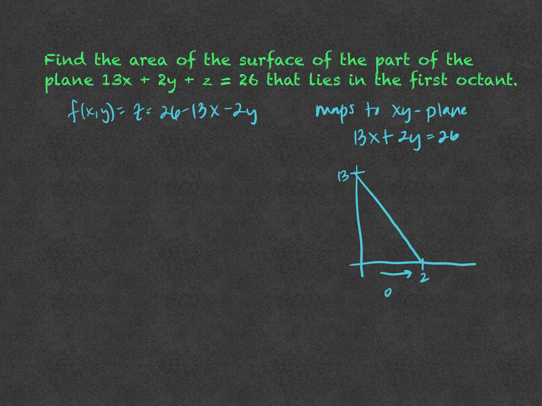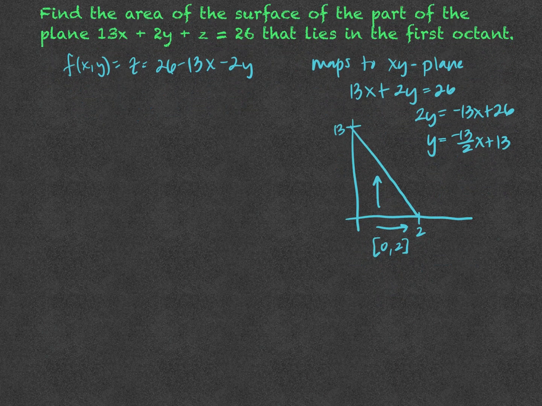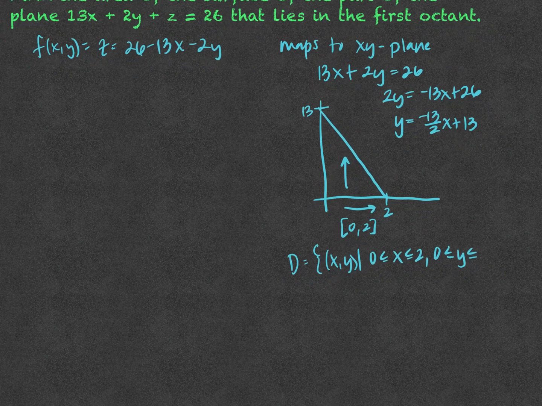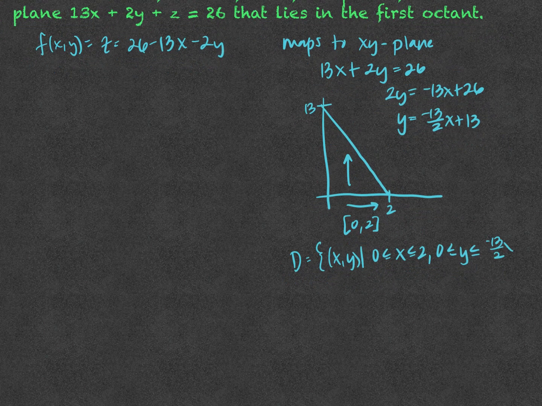So our bounds are going to be, for x, 0 to 2, and for y, we're going to go 0 to that line. So let's solve this line for y. 2y equals negative 13x plus 26. So y equals negative 13 over 2 x plus 13. So we could say that this triangular region underneath it, we're going to call it D, because they call it D in the next part. The points x, y, such that x is between 0 and 2, and y is between 0 and that line, negative 13 over 2 x plus 13. So that's our region that we have here.